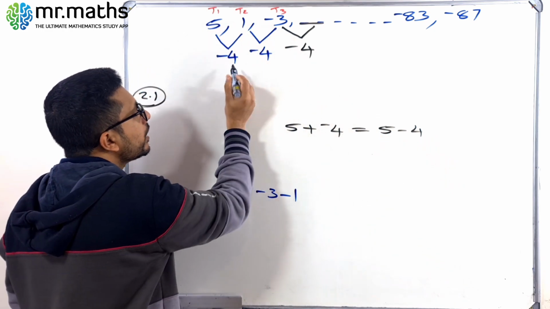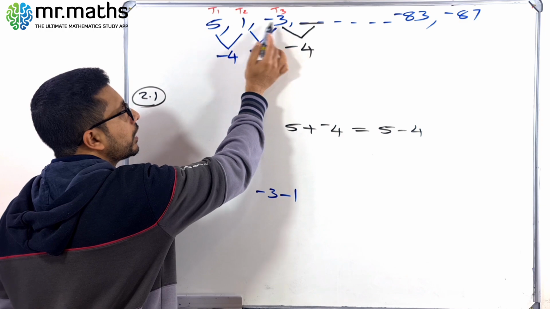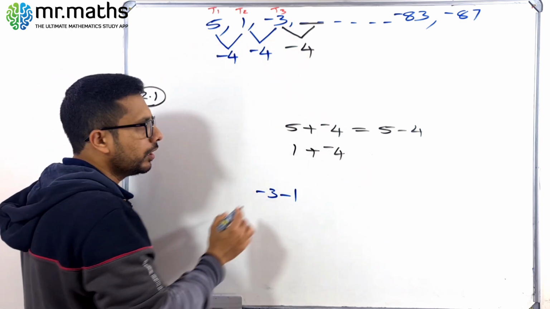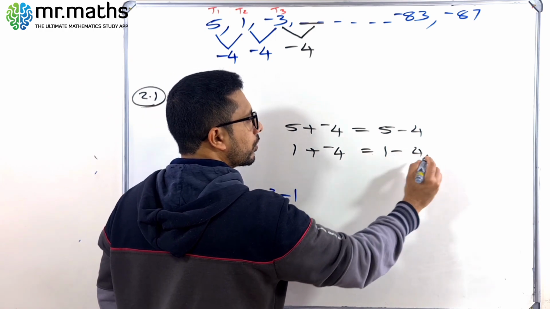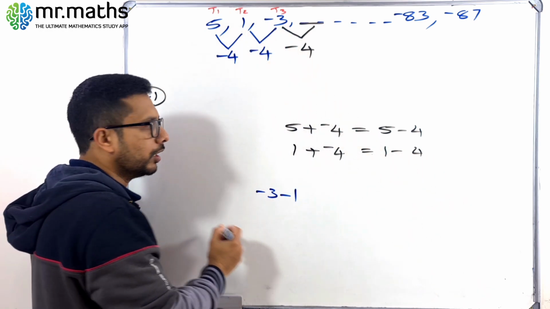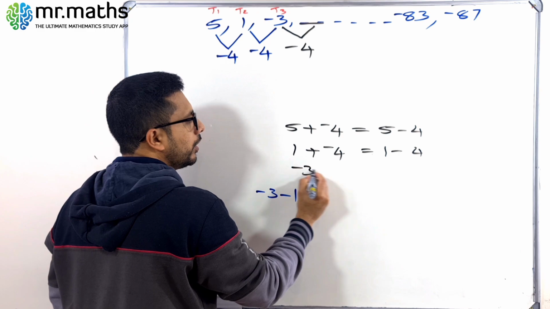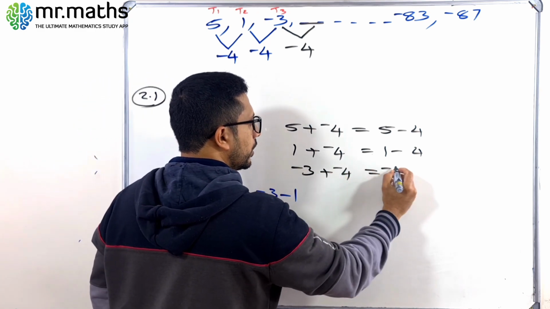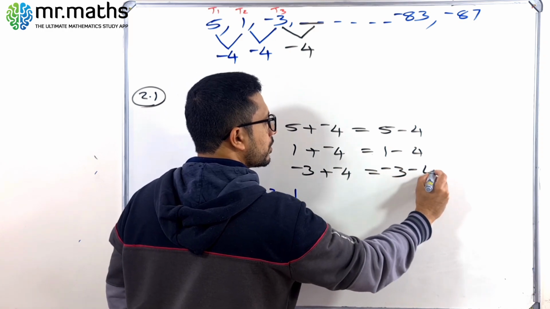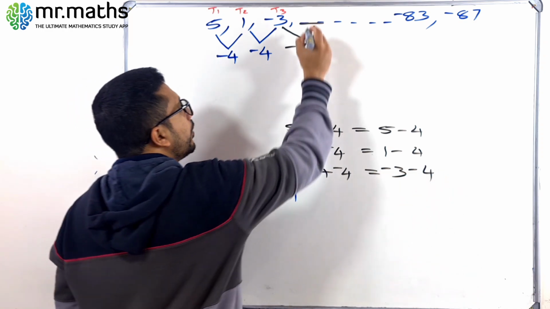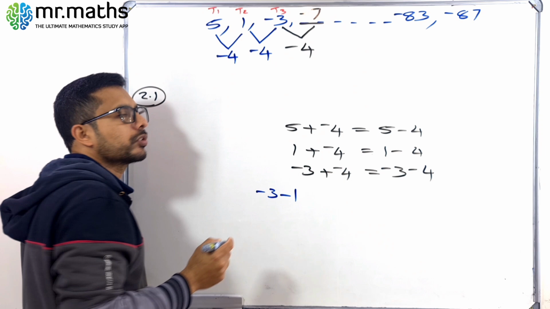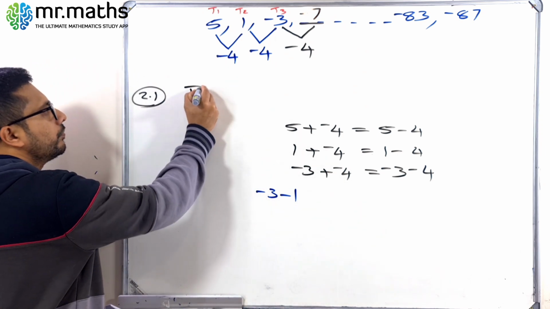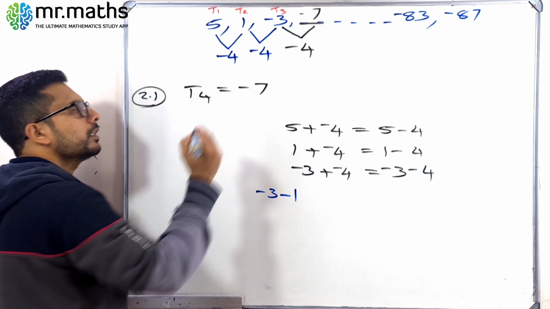Then the next term, how can you find minus 3? 1 plus minus 4, so it is 1 minus 4, and that is minus 3. So the next term is minus 3 plus minus 4. Minus 3 minus 4 is minus 7. So it means that the fourth term is minus 7. T4 is equal to minus 7.